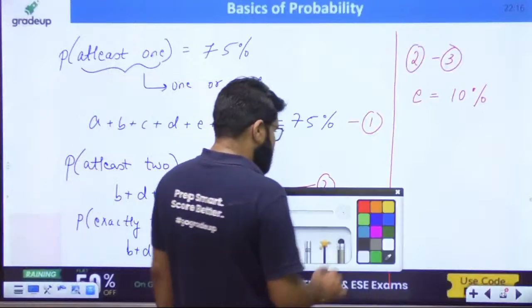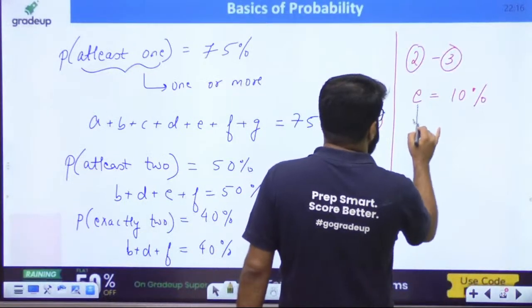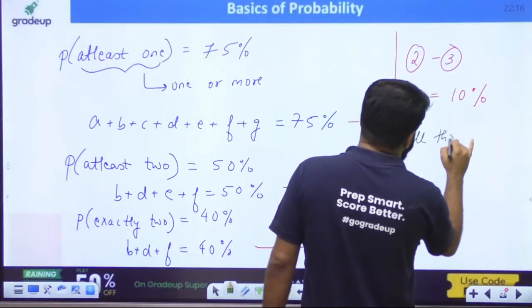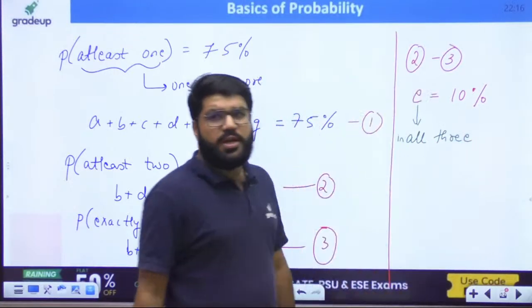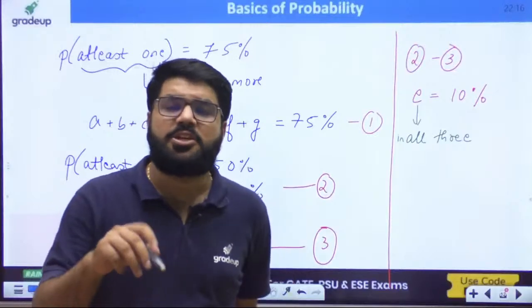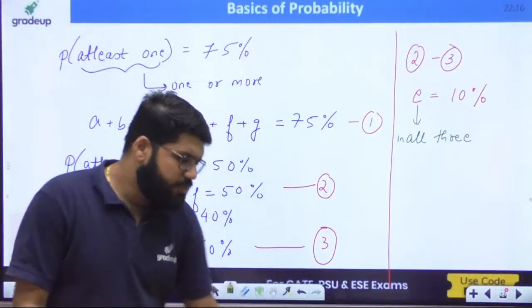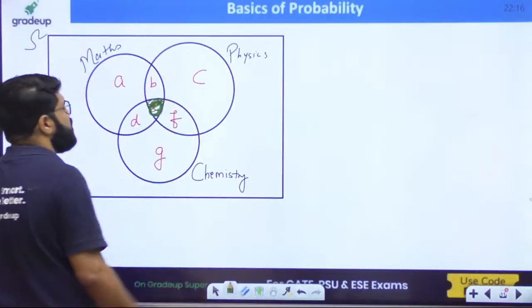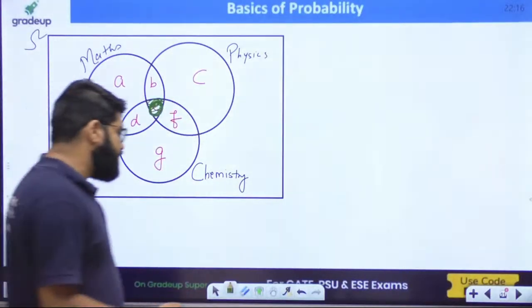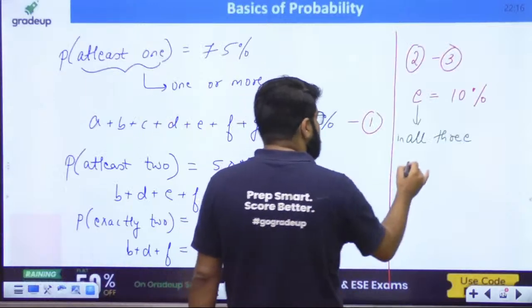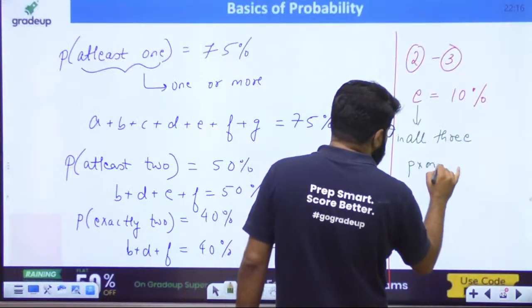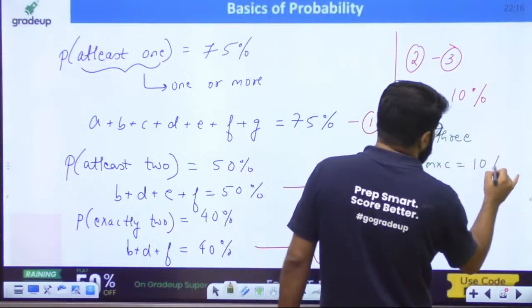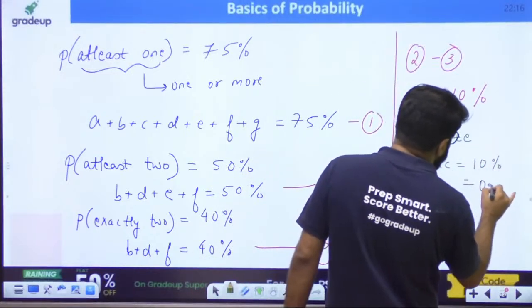Now, what is E? One more thing. What is E? Number of students passing in all 3. Number of students passing in all 3 means intersection of physics, maths, chemistry. This portion is known as the intersection of physics, maths, chemistry. This portion. The number of students passing in all 3, in physics as well as in maths as well as chemistry. So physics into maths into chemistry, 10%, that is 0.1.